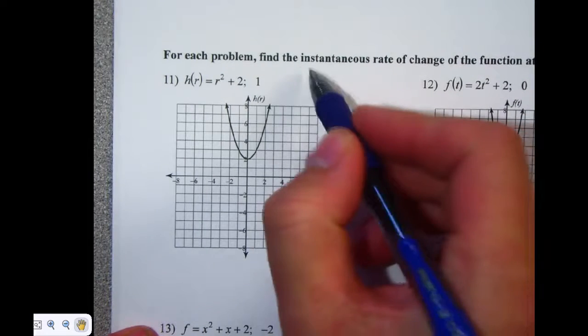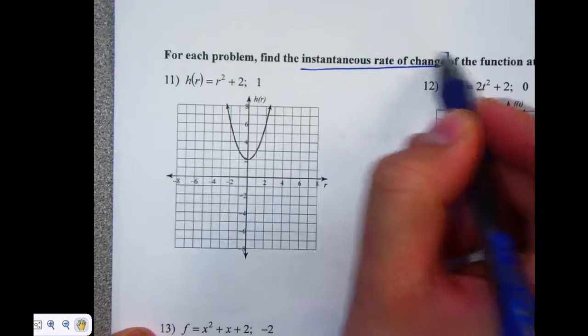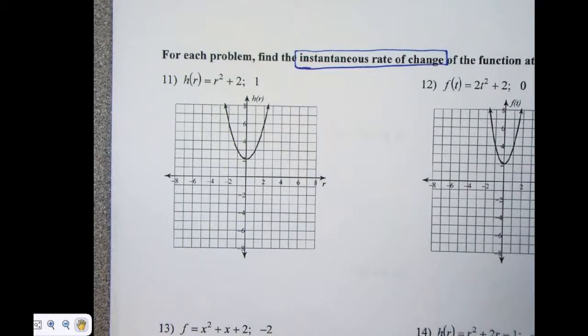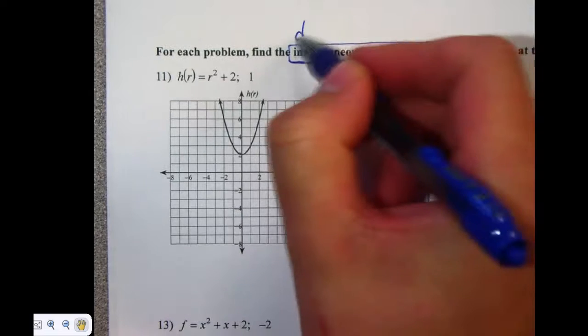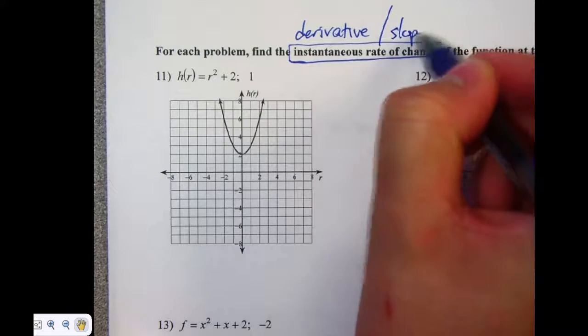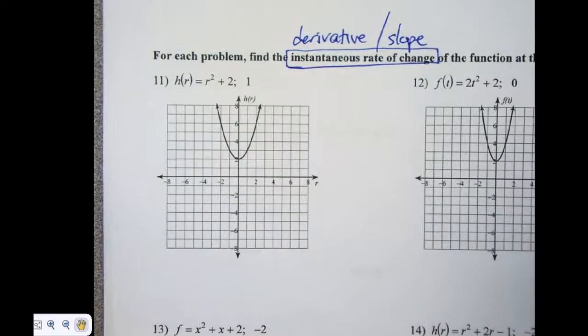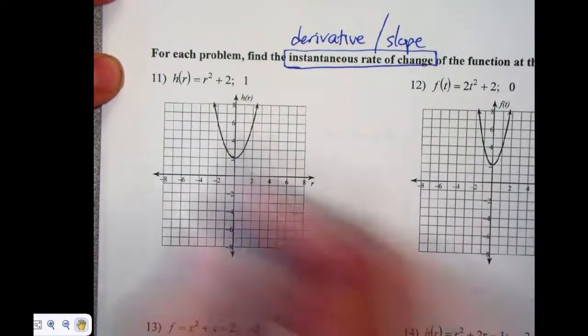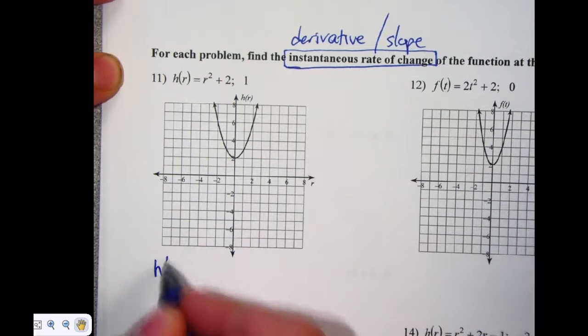Okay. Find the instantaneous rate of change. What is a much simpler word for that? Derivative works. What else? Slope. All of those things mean the exact same thing. And the AP test will use them interchangeably, so you've got to kind of know what they all are. I'm on number 11. So derivative, slope, instantaneous rate of change. So I'm going to take the derivative of this function here. So h prime of r.